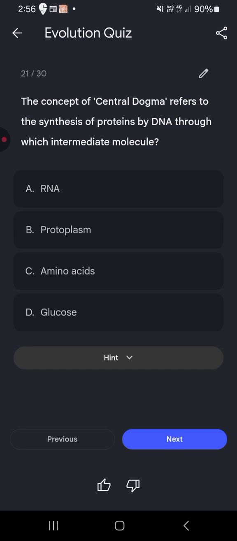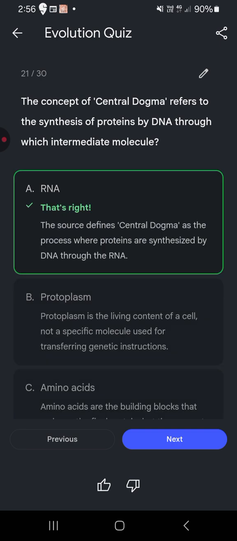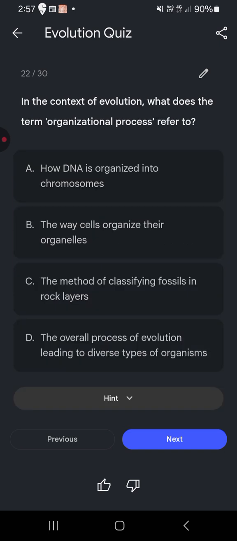The concept of central dogma refers to the synthesis of proteins by DNA through which intermediate molecule? The correct answer is RNA. Proteins are synthesized by DNA through RNA.